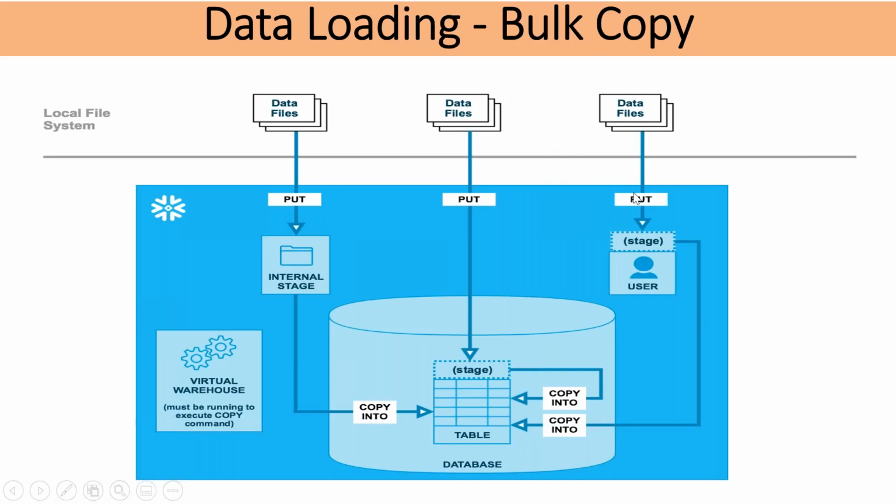The other one is the user stage. The table stage is accessible to whoever has access to the table, and there is a private space for each and every user, and that particular thing is called the user stage. To do these operations, you need a virtual warehouse. Got it?